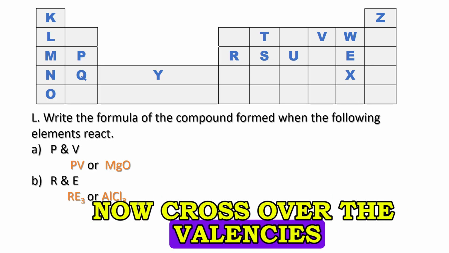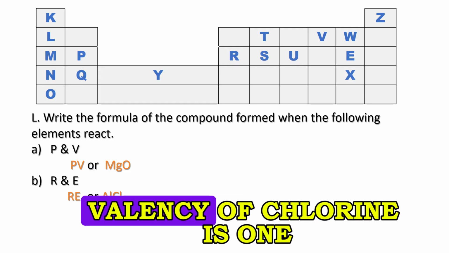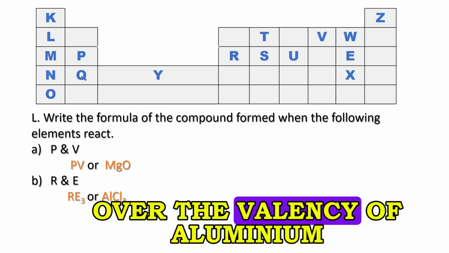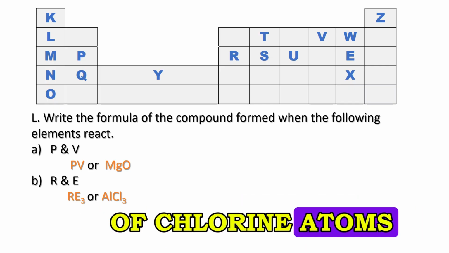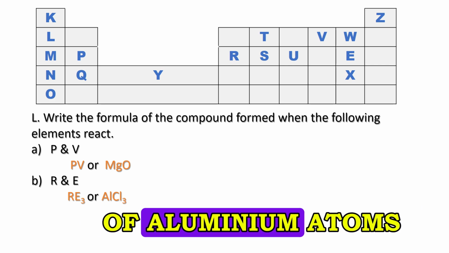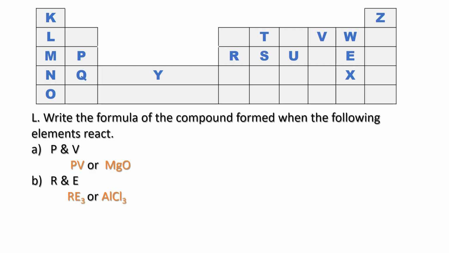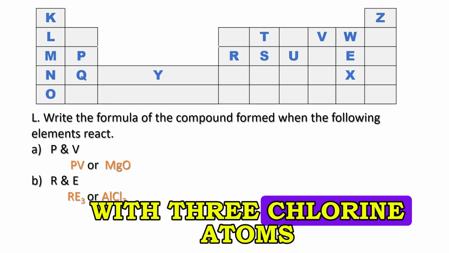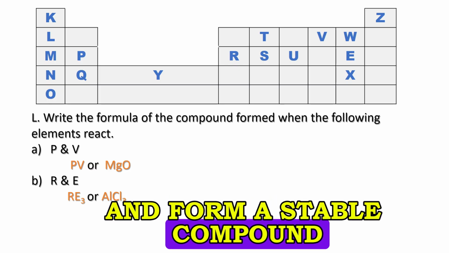Now cross over the valencies. Valency of aluminium is 3. Valency of chlorine is 1. When we cross them over, the valency of aluminium, 3, becomes the number of chlorine atoms, and the valency of chlorine, 1, becomes the number of aluminium atoms. So the formula becomes AlCl3. 1 aluminium atom combines with 3 chlorine atoms to balance their valencies and form a stable compound.